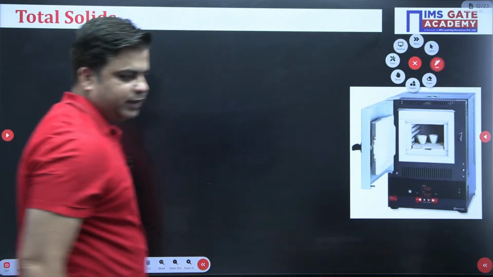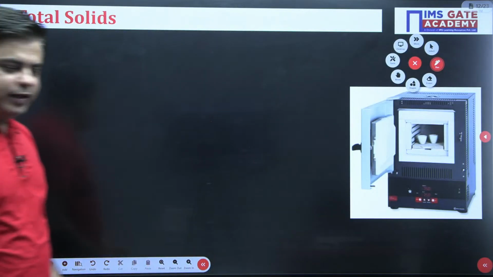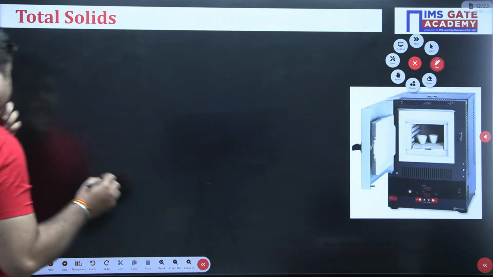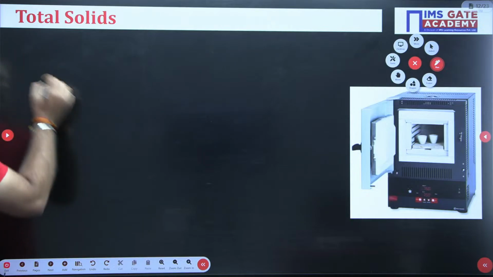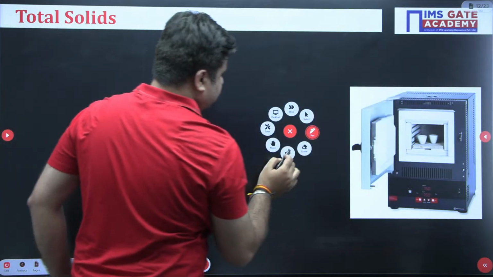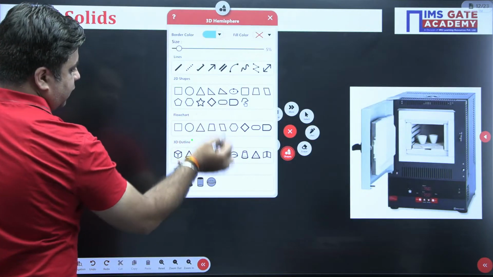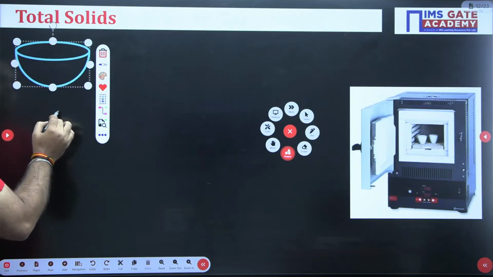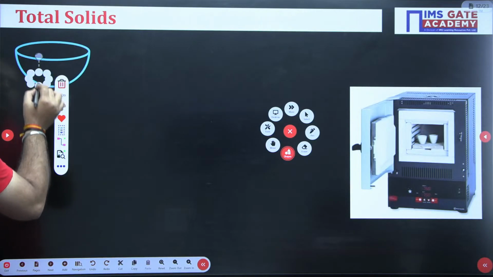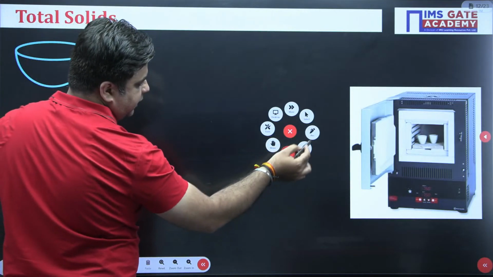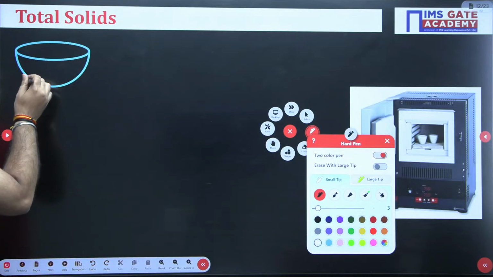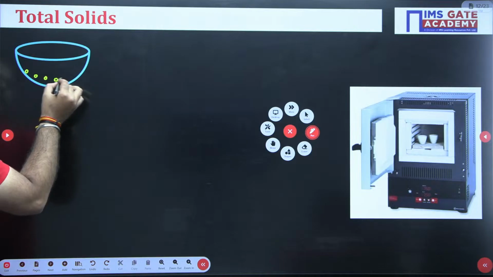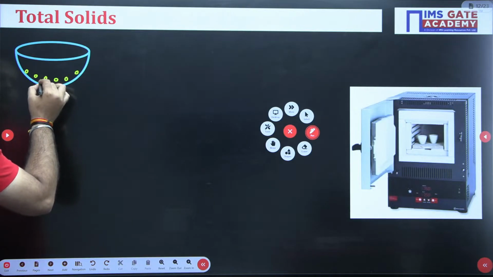This is your muffle furnace. Okay. You took the overnight sample of total solids. Let me draw this. This is the overnight sample of total solids, containing both suspended and dissolved solids.